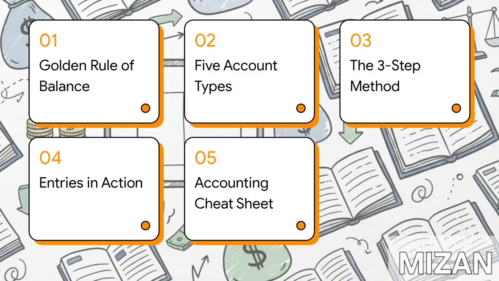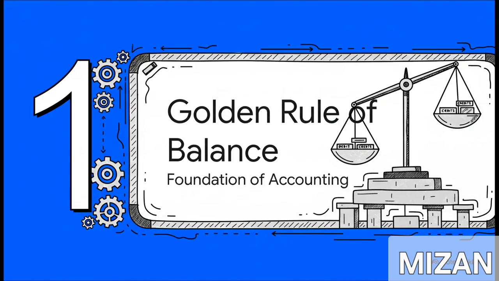So here's our game plan for today. We'll start with the 2 unbreakable rules of accounting. Then we'll meet the 5 main characters you'll find in every financial story. After that, I'll show you a super simple 3-step method to handle any transaction. We'll see it in action with some examples, and we'll finish up with a cheat sheet you can use anytime you want. All right, first things first, we have to talk about the foundation.